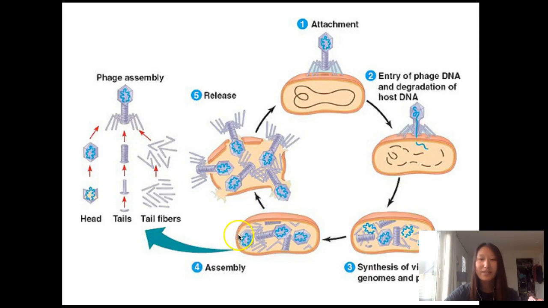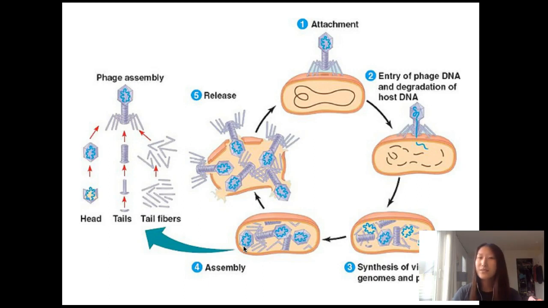The fourth step is assembly. So the DNA genome and the capsid are produced separately because one is DNA, the other one is protein. So those are produced separately, and we have to reassemble it. We don't. The bacteria cell will allow the virus to reassemble so that you have full viruses.